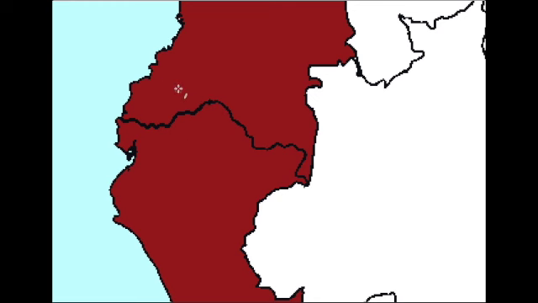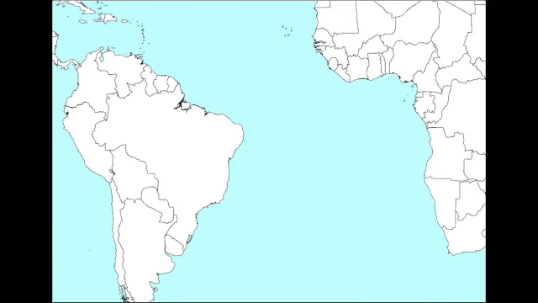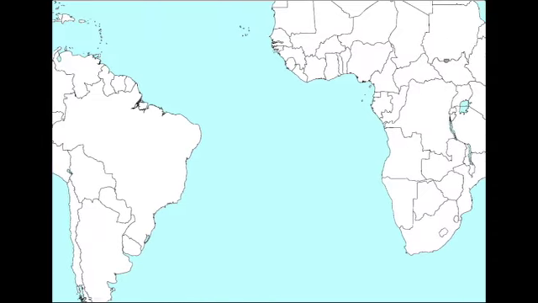Yes, the ocean is frozen, so that really means that there's a lot less ships able to move through the ocean because they need to be capable of breaking through. And as you can see, Ecuador is off the map.